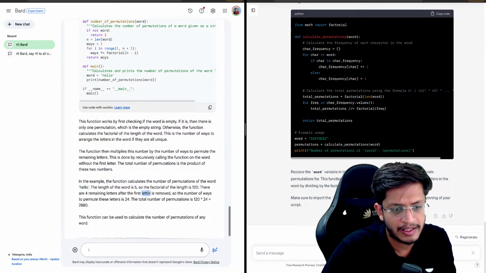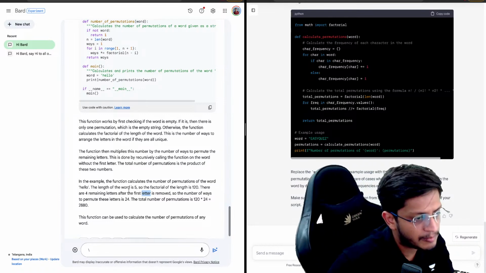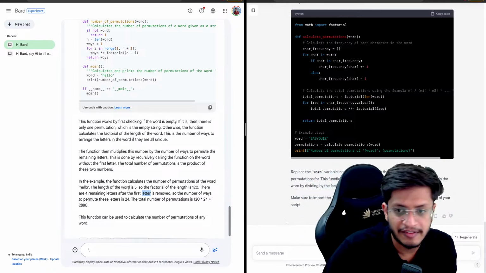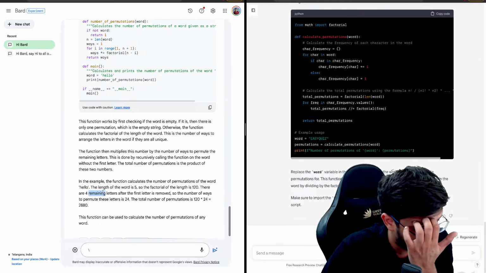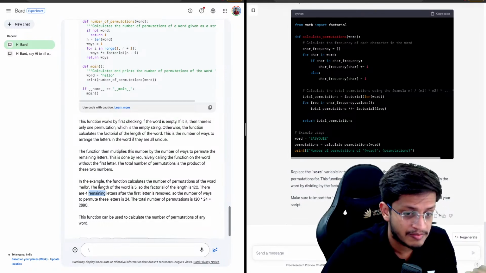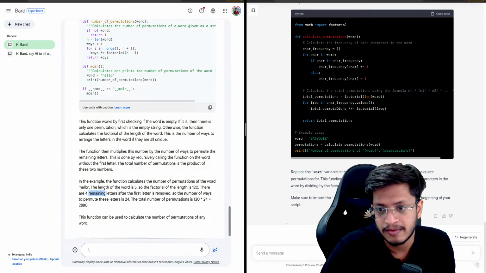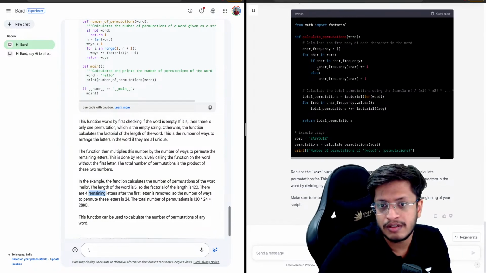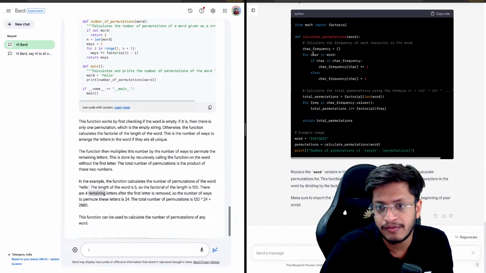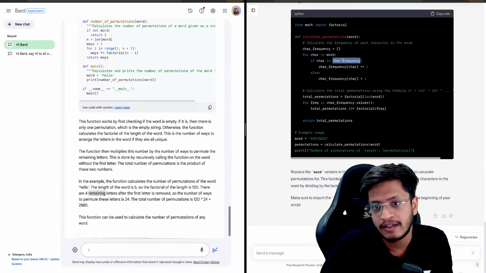There are 4 remaining letters after the first letter is removed. No, no, no, this is not right. The number of permutations of a word is actually n factorial only, if there are no repetitions. And since here there are repetitions, we have to divide by the factorial of the repetitions as well, which they have not done. But if you see GPT's code: calculate permutations, character frequency, for character in word, if character in character frequency.